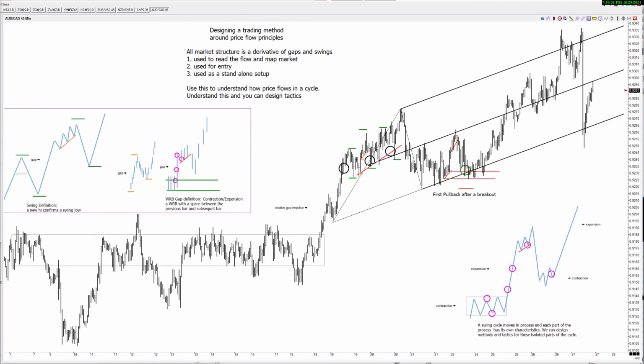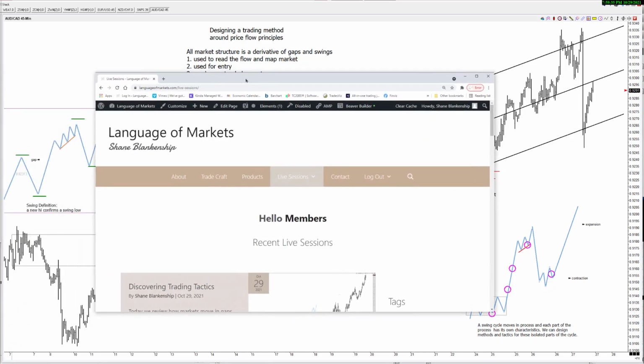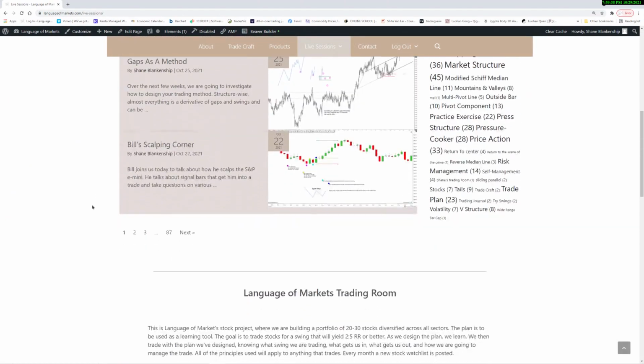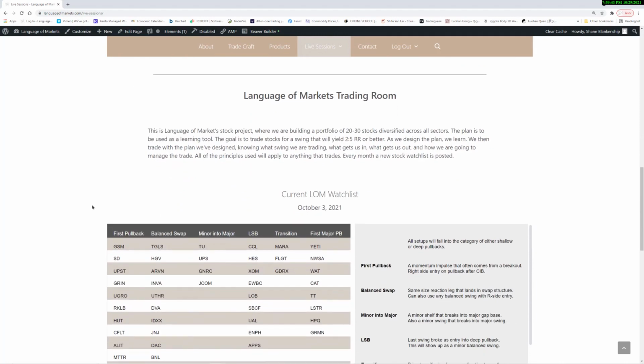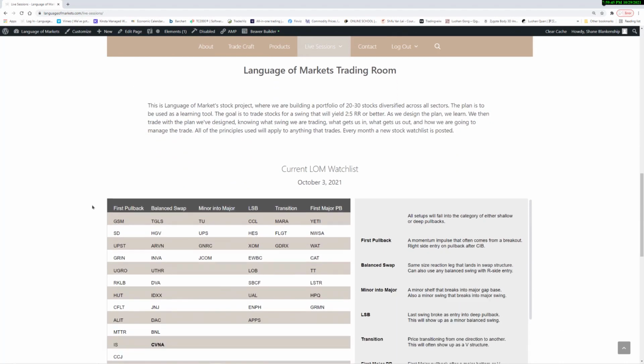So here at Language of Markets, in our live sessions, we started a project where we're doing this as we go, designing some tactics and setups. It's a stock project. We're going to build a portfolio of some stocks across the sectors and use it as a learning tool. And I'm putting out a list like this every month.